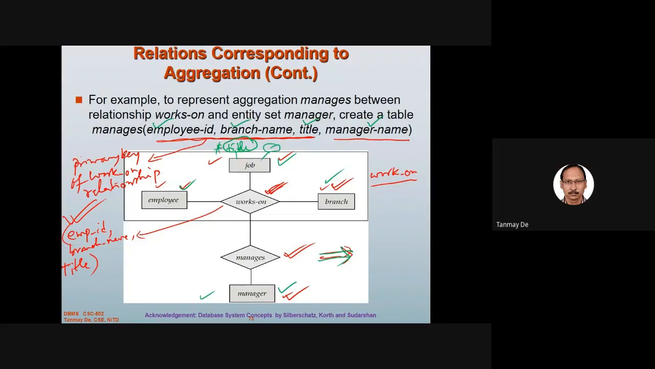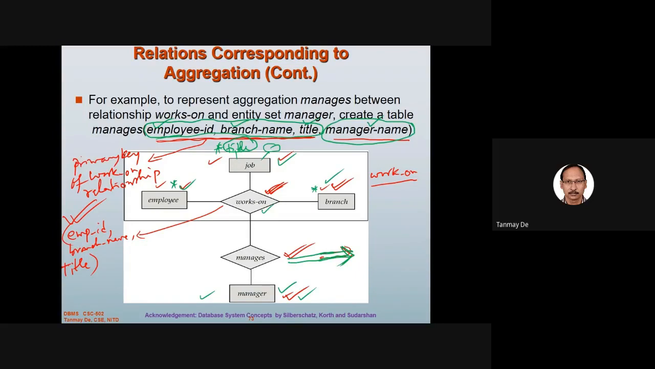So primary key of this employee, primary key of job, and primary key of branch is the primary key of the work on. So the table or attribute of the manager's relationship is the primary key of the work on and primary key of the manager. What is the primary key of the work on? This. Sorry. This part is the primary key of the work on, and this part is the primary key of the manager. So all of these are columns for the managers. This is the aggregated relationship.